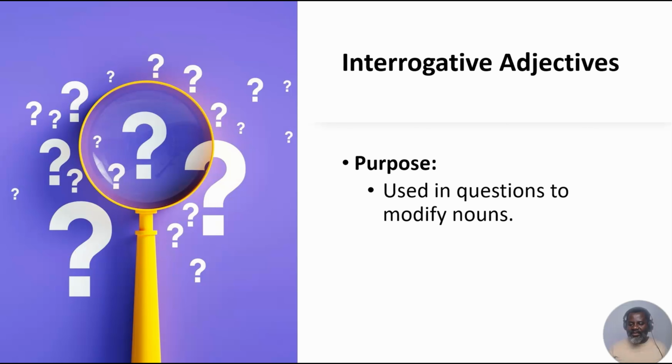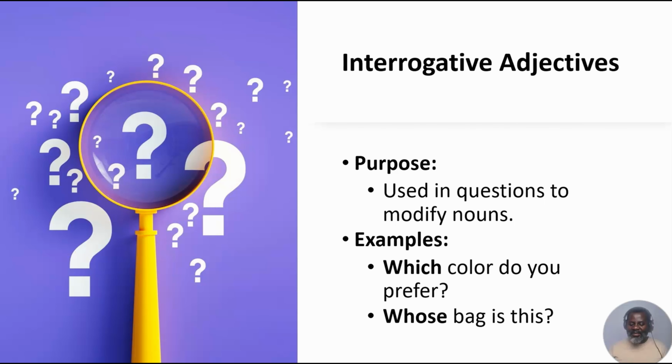Let us look at interrogative adjectives. Interrogative adjectives have a very important purpose because they are used in questions to modify nouns. Let's look at examples. Which color do you prefer? When you look at which, it is an interrogative adjective. Whose bag is this? Whose is an adjective used in a question to modify the bag, a noun. Which is modifying the color.